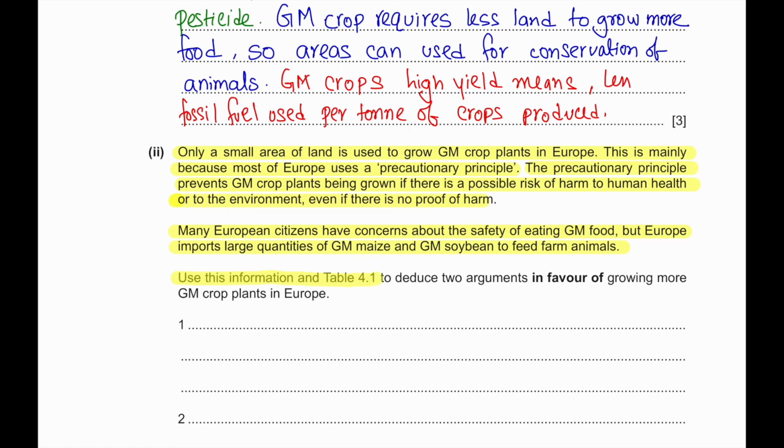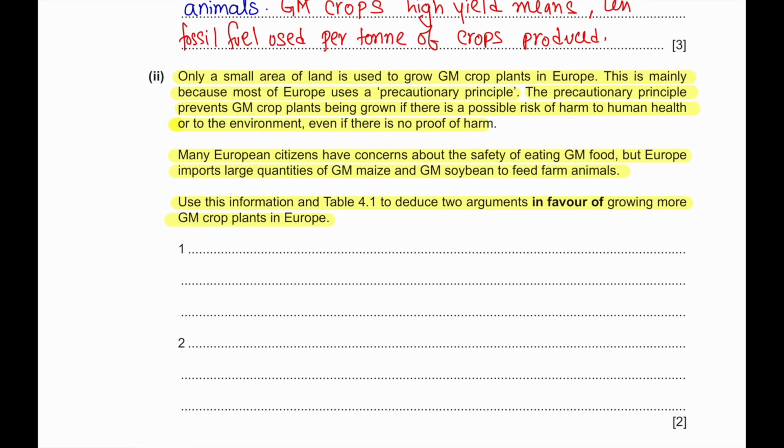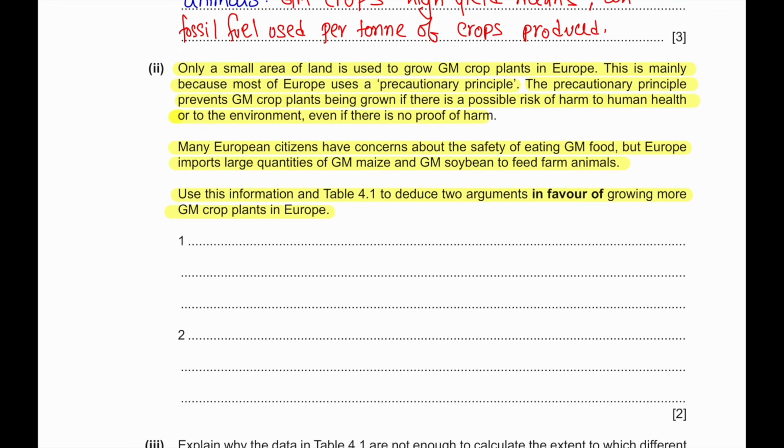Use this information in table 4.1 to deduce 2 arguments in favor of growing more GM plants in Europe. So basically, people in other continents, for example Asia or North America, already eat GM crops. So technically there is not much of a health risk in eating GM crops. GM crops are already in the European Union food chain because the animals are feeding on them. And there will be a great economic benefit and increase in self-reliance if GM animal food import is reduced.